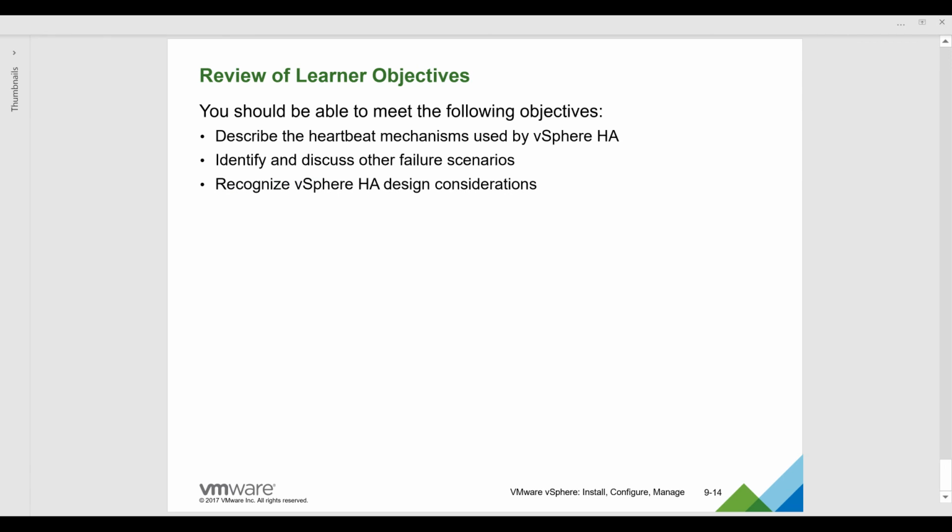You should now be able to describe the heartbeat mechanisms used by HA, identify the other failure scenarios, and recognize HA design considerations.